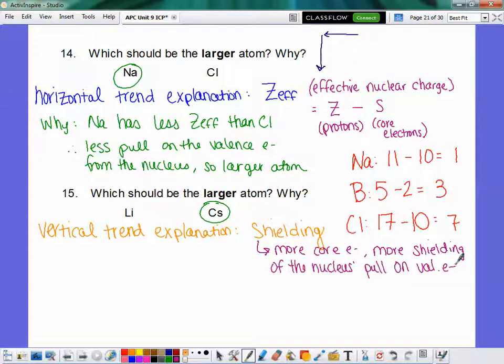Cesium has a lot more core electrons. Cesium has 54 core electrons and lithium has 2. So cesium is going to be a much larger atom.